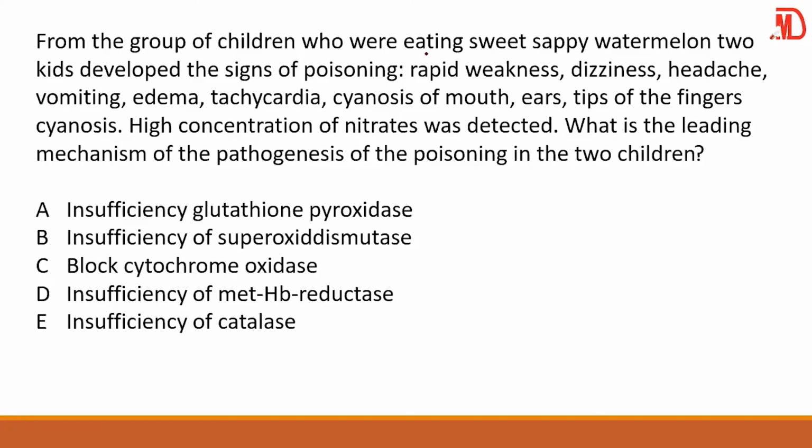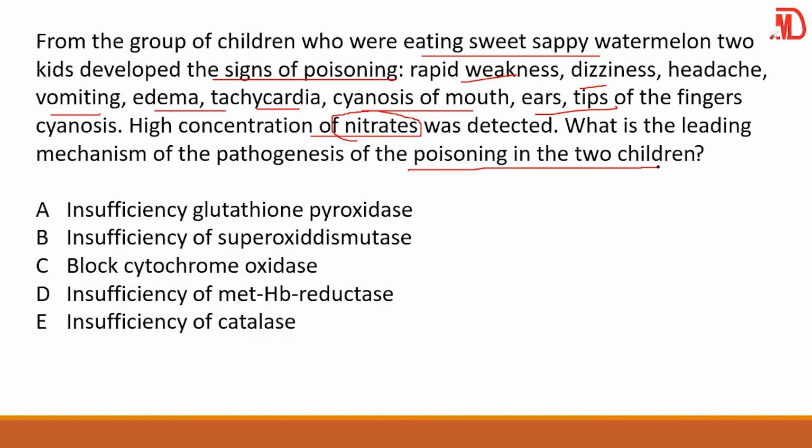Now, from a group of children who were eating sweet, sappy watermelon, 2 kids developed signs of poisoning: rapid weakness, dizziness, headache, vomiting, edema, tachycardia, cyanosis, and so on. Now, look at it. There is a high concentration of nitrate. What is the leading mechanism of the pathogenesis of the poisoning in the 2 children?